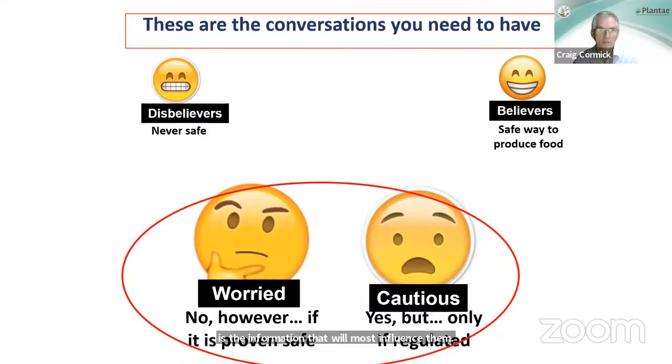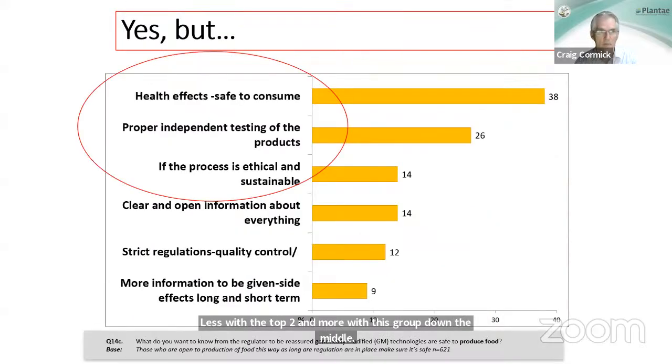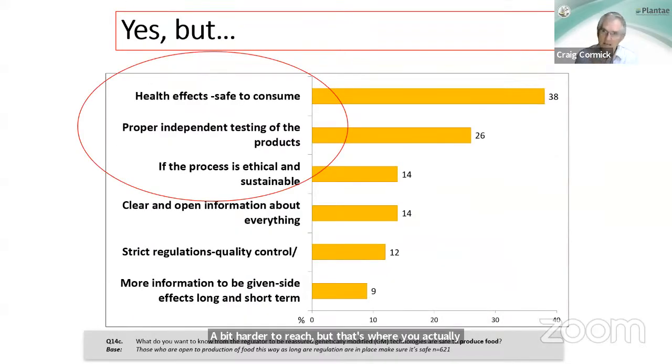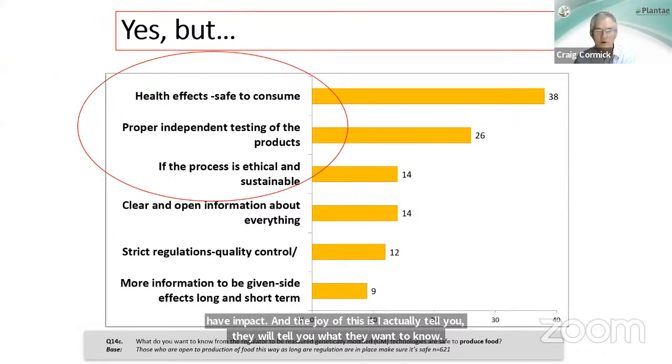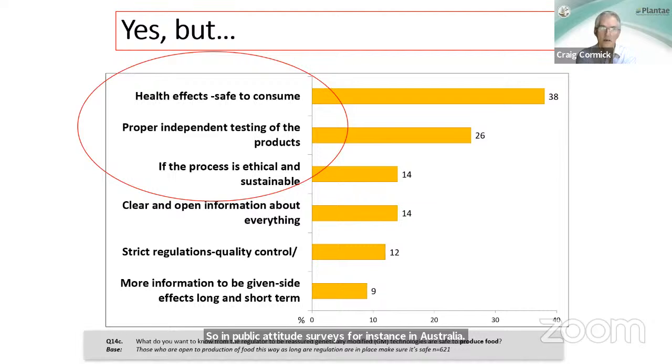So, as I said before, the conversations you need to have less with the top 2 and more with this group down the middle. They're a bit harder to reach, but that's where you actually have impact. And the joy of this is they actually tell you. They will tell you what they want to know. So in public attitude surveys, for instance, in Australia, we know that 38% of the yes, but say health effects. You've got to show me it's safe to consume. Is there proper independent testing of products? 25%: yes, if the process is ethical and sustainable. And then it tracks down. So we actually know the types of messages these people want.